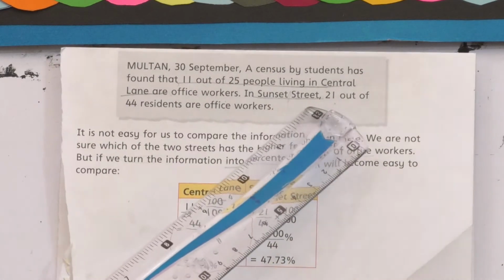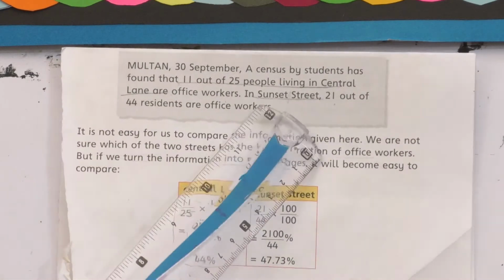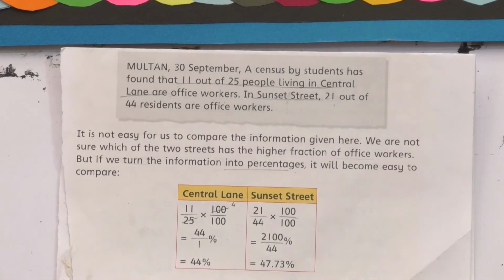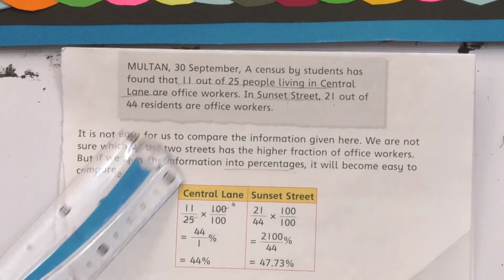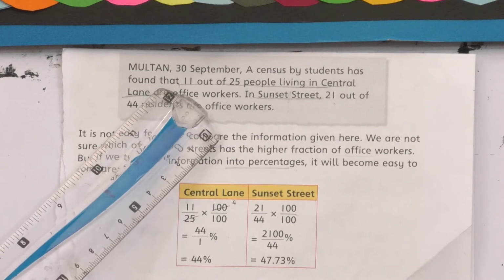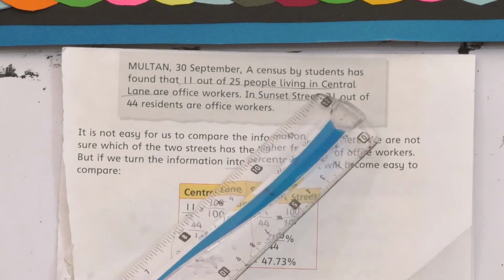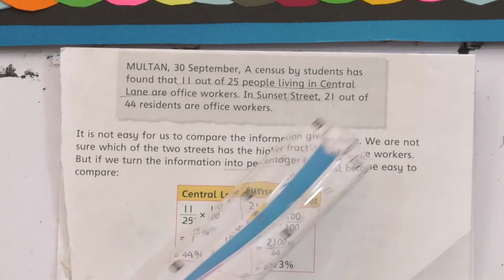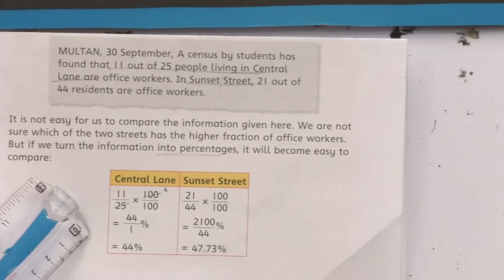Here in Central Lane we have 11 out of 25. So we will convert this value into percentage, and in Sunset Stream we have 21 out of 44. We will also convert this into percentage. We will have here 44% and 47.73%. After having these percentages, we can easily say that 44% of people living in Central Lane are office workers, and in Sunset Stream 47.73% are office workers. So we use percentages to compare information.